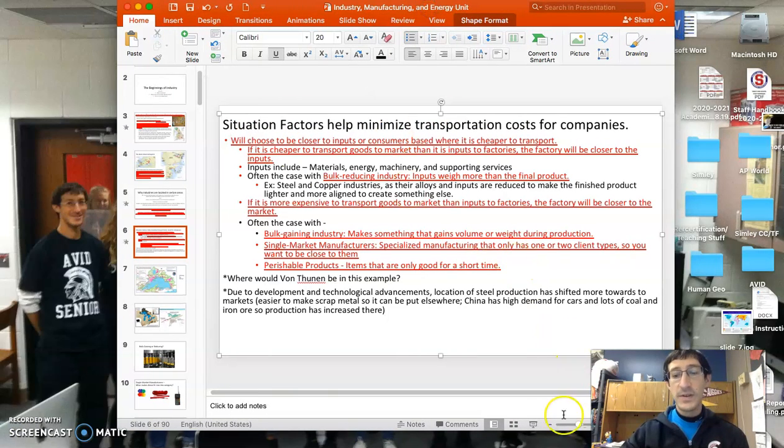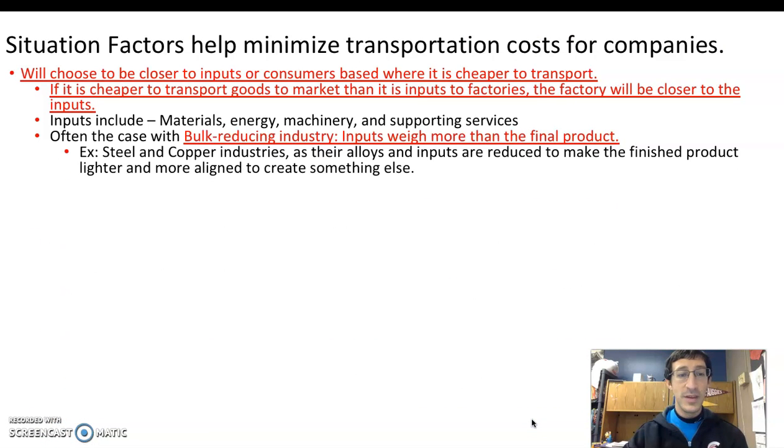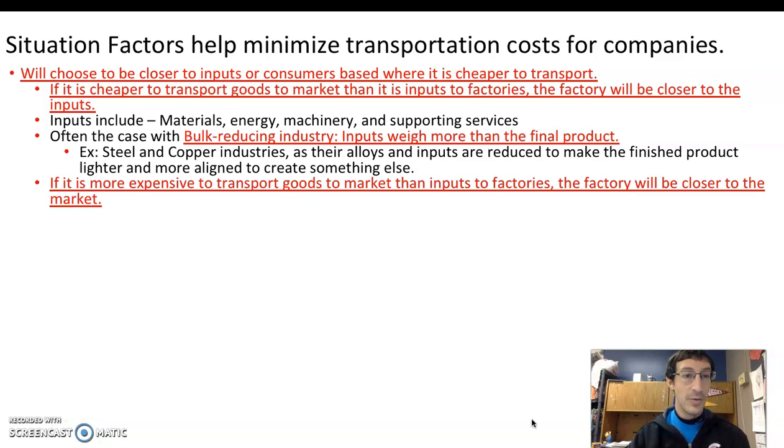Bulk reducing would be an example like the steel or copper industry. Typically steel and copper are harder, more difficult, and way heavier in their initial forms than what you're actually turning them into, whether that's car parts or alloys. You reduce the size of the initial copper and steel to make the finished product that you put on a car, for example, because it makes it lighter, more sleek, and designed the way it needs to be, and then you transport it to the next spot, making it bulk reducing.